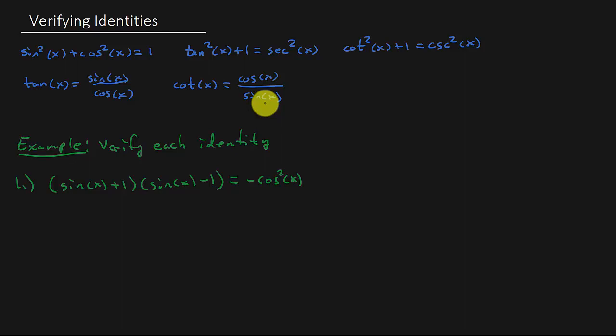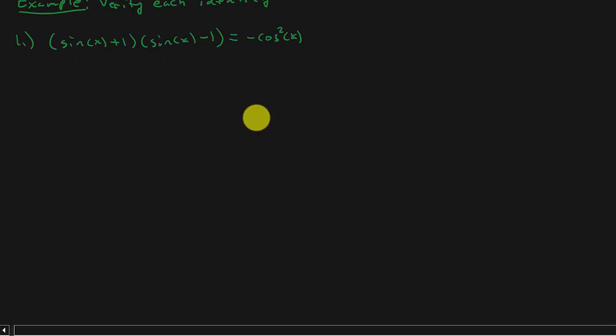The first thing I'd like to say is that whenever you're verifying identities, a lot of times the best way to start is to rewrite everything in terms of sine and cosine. Most of the time that'll work. Sometimes it makes it a lot tougher, but most of the time it works pretty well. So let's go ahead and get started.